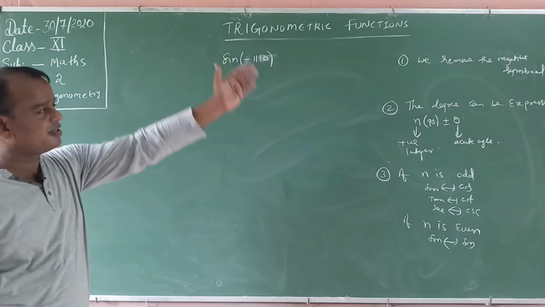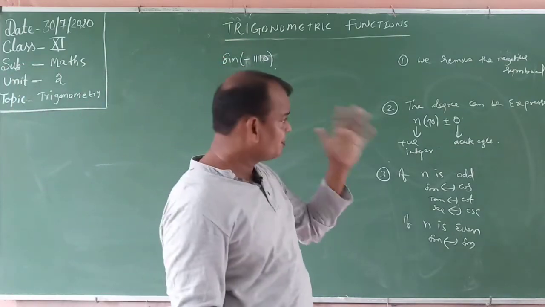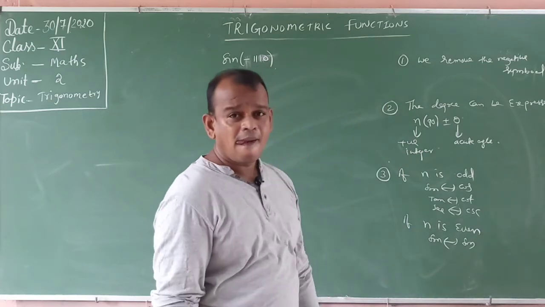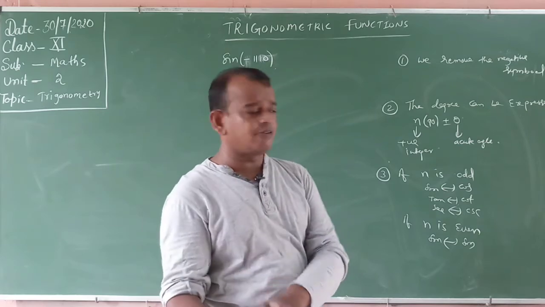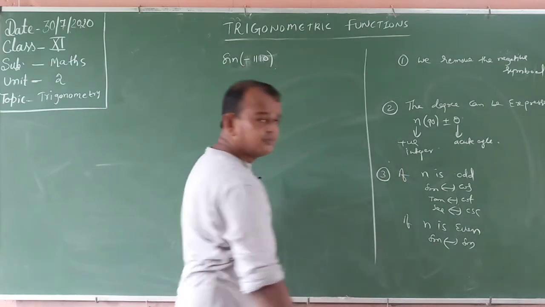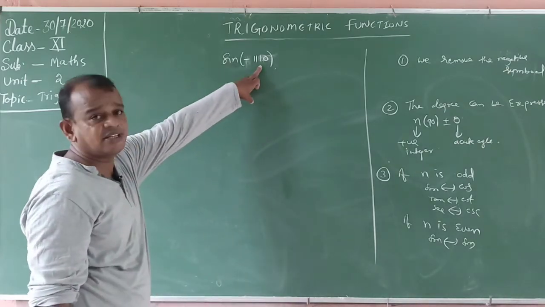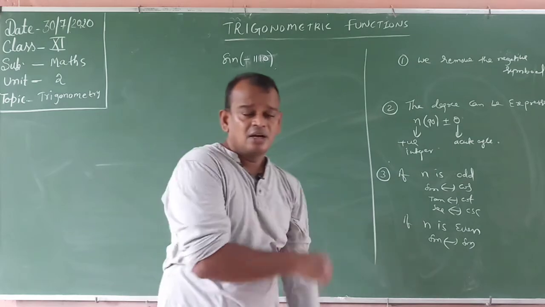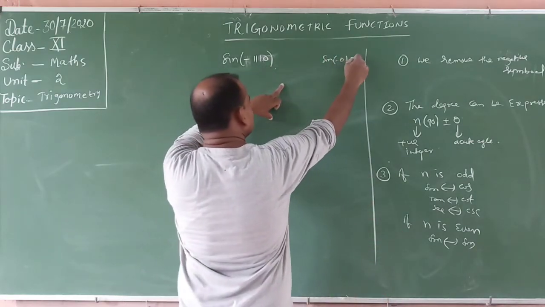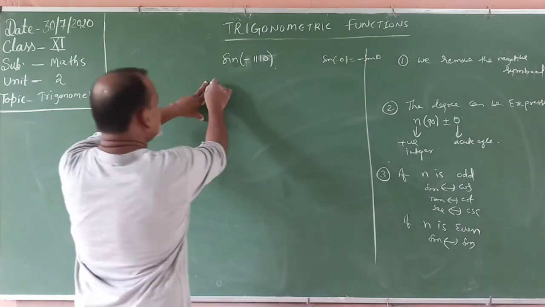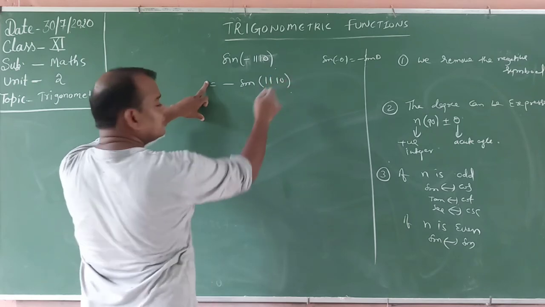If you follow these steps, you will find any trigonometric value very, very easily. First we remove the negative sign by formula. Sine minus theta is minus sine theta. So this becomes minus sine 1110.